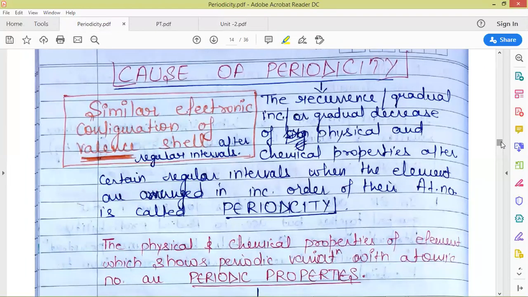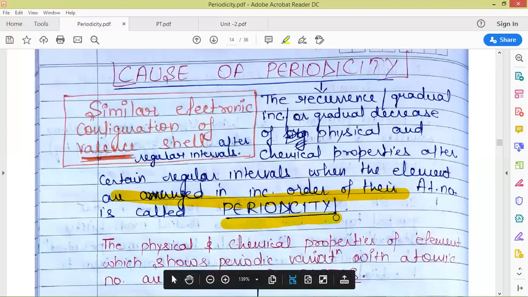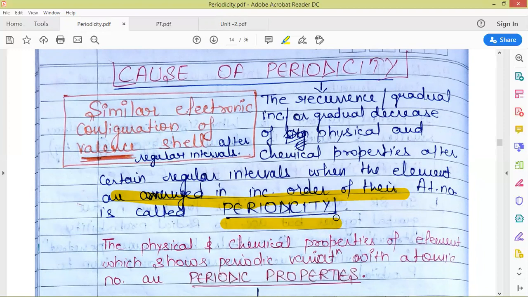As we have studied so far, according to the modern periodic table, the recurrence or gradual increase or gradual decrease of physical and chemical properties after certain regular intervals when the elements are arranged in the increasing order of their atomic numbers is called periodicity. And this periodicity is happening after regular intervals, and those regular intervals are represented by magic numbers. Now the question arises, what is the cause of this periodicity?